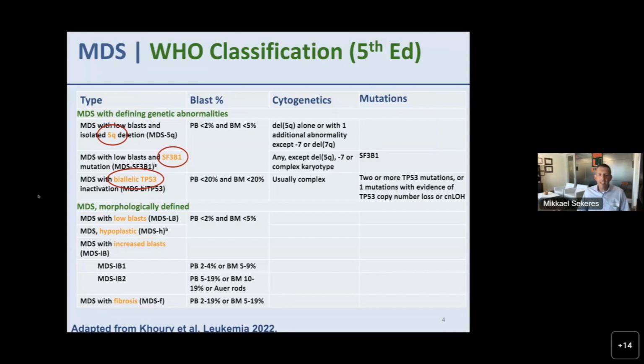Then there's a separate category for MDS that's defined morphologically, including those patients who have fewer than 5% blasts, those who have increased blasts, either 5 to 9% blasts or 10 to 19% blasts. So that again echoes the previous version of the World Health Organization classification. And then there are patients who have hypoplastic MDS or those who have MDS with fibrosis in the bone marrow.